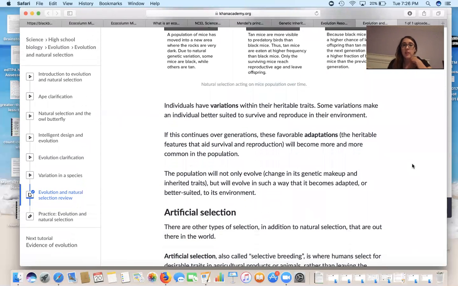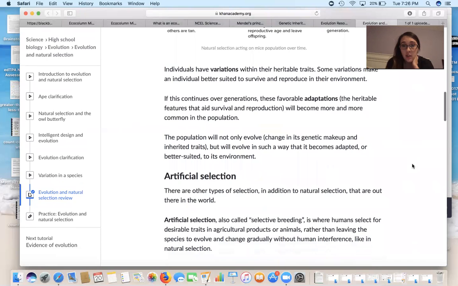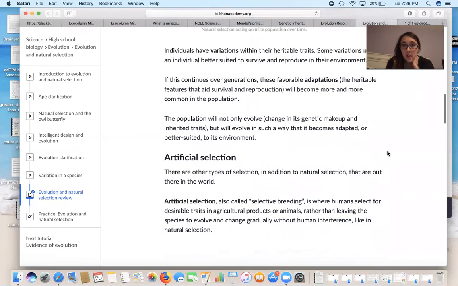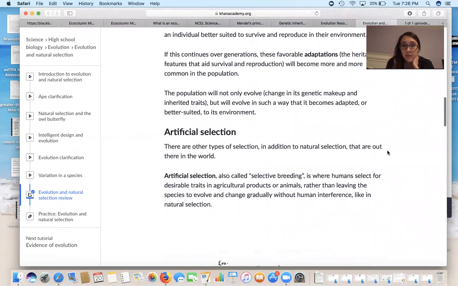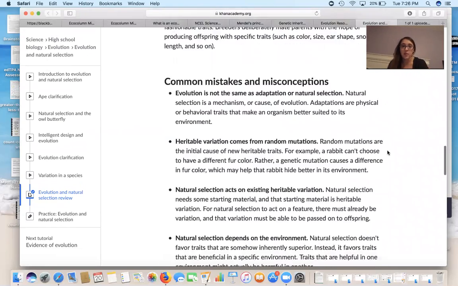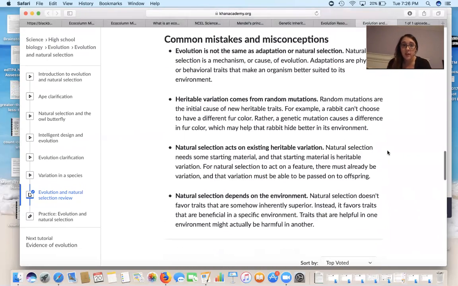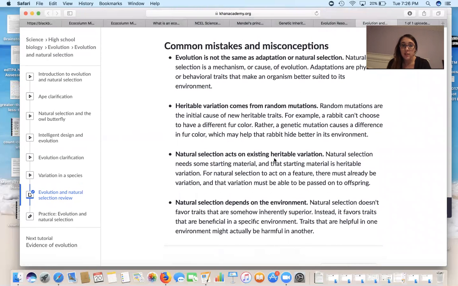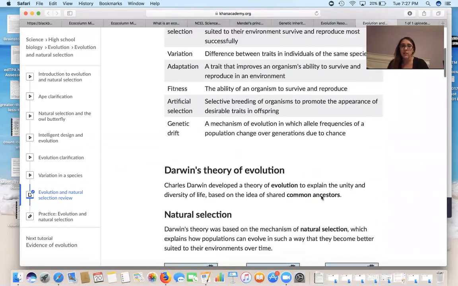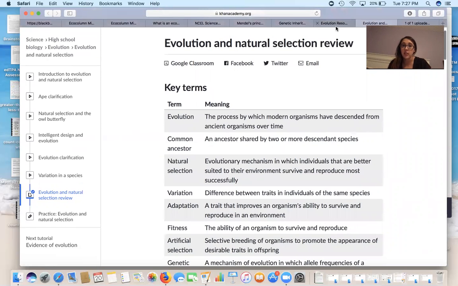Individuals have variations within their heritable traits. You adapt over generations and evolve. And then it just talks about a couple other things. So you need to look through all that. And natural selection acts on existing heritable variation. Natural selection depends on the environment. So you need to look through all these resources and refamiliarize yourself with the process of natural selection. Okay. To be successful with this standard.